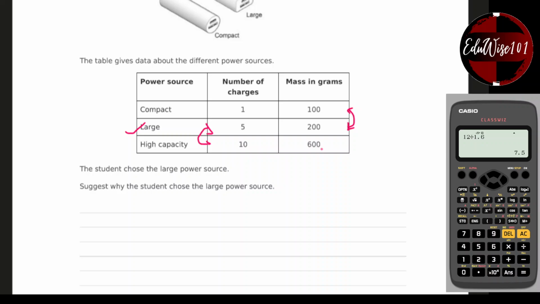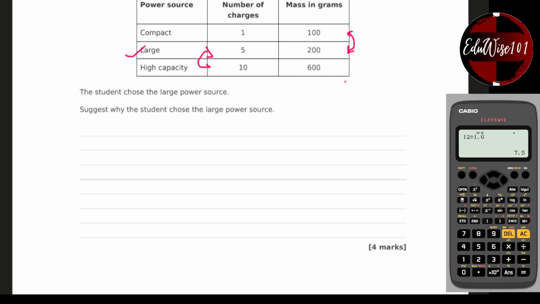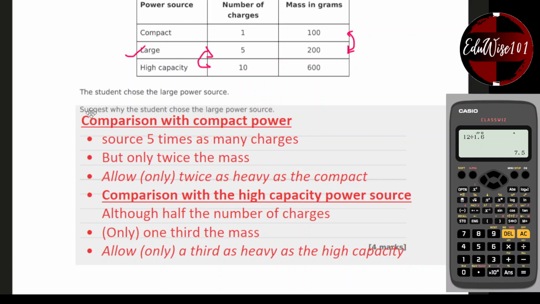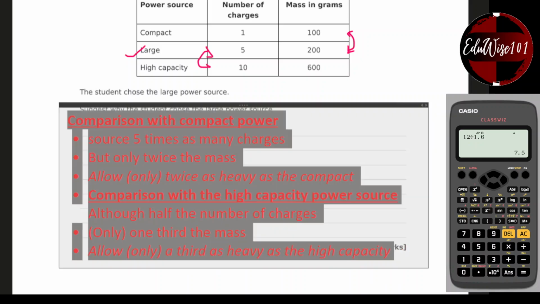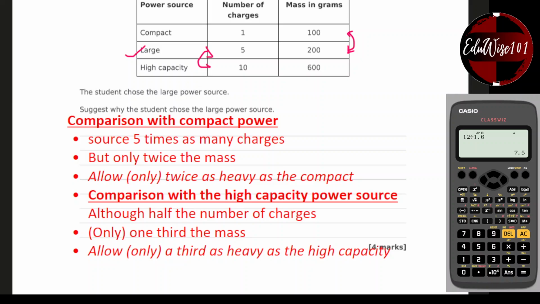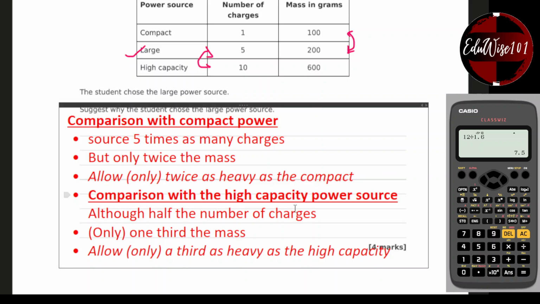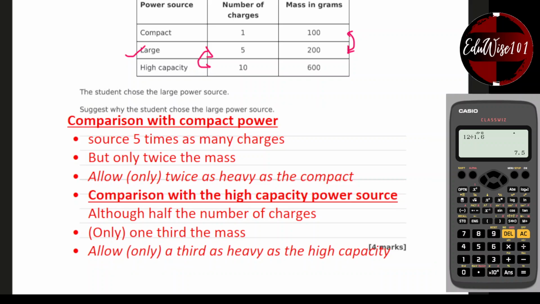And you can talk in terms of the number of charges to the mass ratio as well. So let me show you the first answer. Comparison with the compact power source is 5 times as many charges, but only twice the mass. And comparing it with the high power source, although it has half the number of charges, it's only 1/3 of the mass, or you can say the reverse.